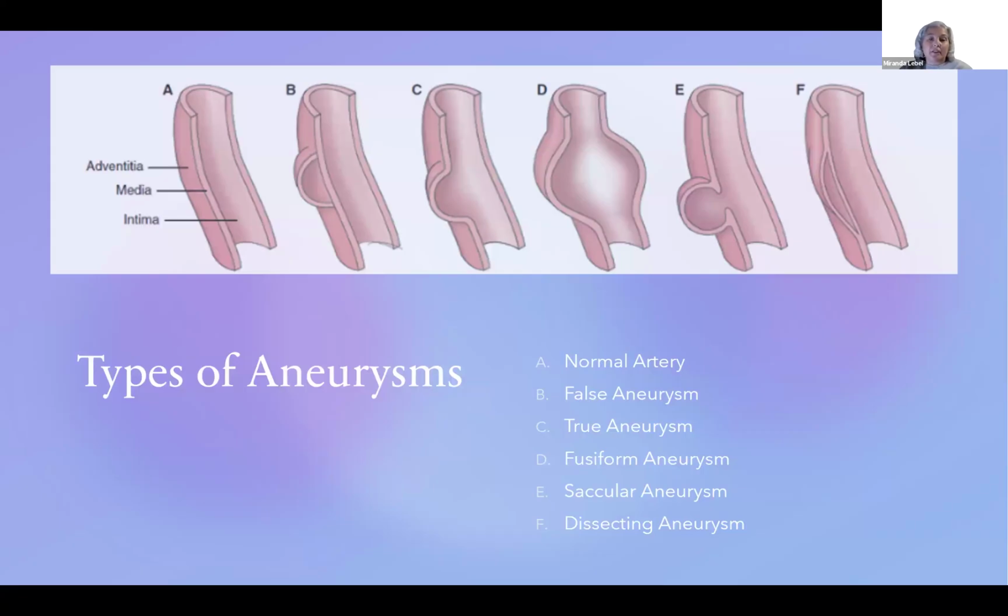We have a fusiform aneurysm in D. D is a symmetric spindle-shaped expansion of the entire circumference of the vessel. E is that saccular aneurysm where you see that bulbous protrusion on one side of the arterial wall. And then F is that dissecting aneurysm. So it's a hematoma that splits the layers of the arterial wall.